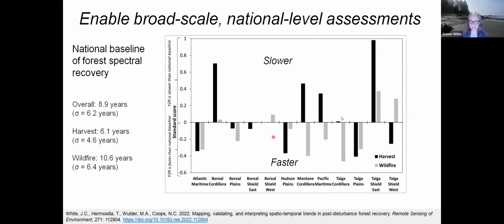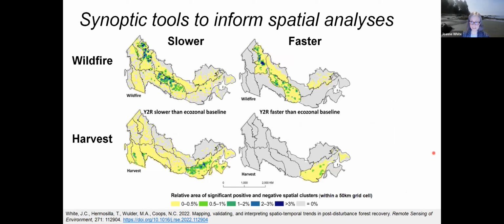So one of the great things about having these spatially explicit tools is it allows us to do these broad scale, national level assessments and to establish baselines. So we can establish an expectation of recovery, and then we can see how different ecozones are performing relative to that baseline. Now, we used ecozones, but because the data are spatially explicit, you could really do this for any spatial unit of interest. We can use spatial statistics as well to identify areas with significantly greater clustering of faster or slower recovery times relative to that baseline as well.